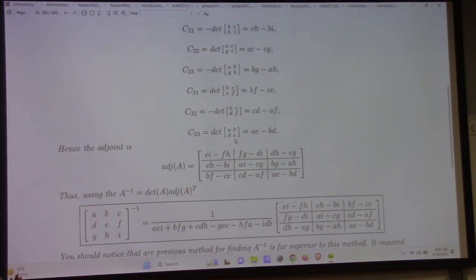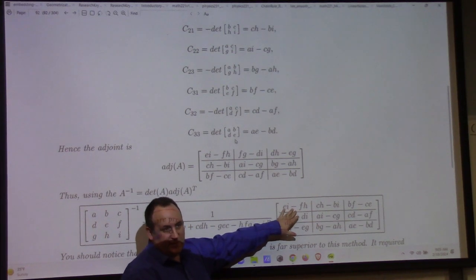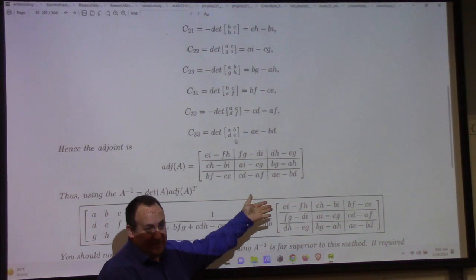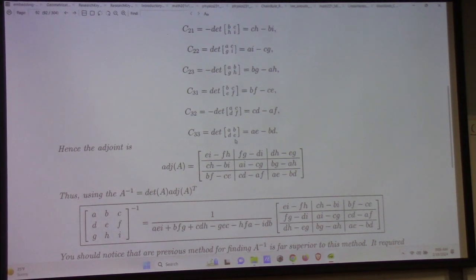The pattern here is actually relatively simple to understand. It always involves the components that are not there in that row or column. But there's a complicated plus-minus, and then there's also the transpose. There's just a lot. Don't memorize it. Just do the thing we did before. It's just easier. Okay, anyway, I'll shut up.